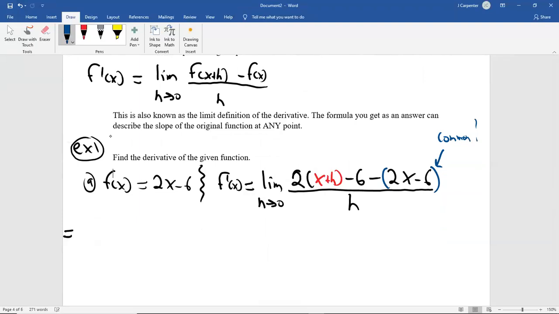All right, so this is equal to, let's keep going, distribute the 2. So that's the limit as h approaches 0 of 2x plus 2h minus 6. Distribute the negative, so that's a minus 2x plus 6. Watch your signs, all divided by h.